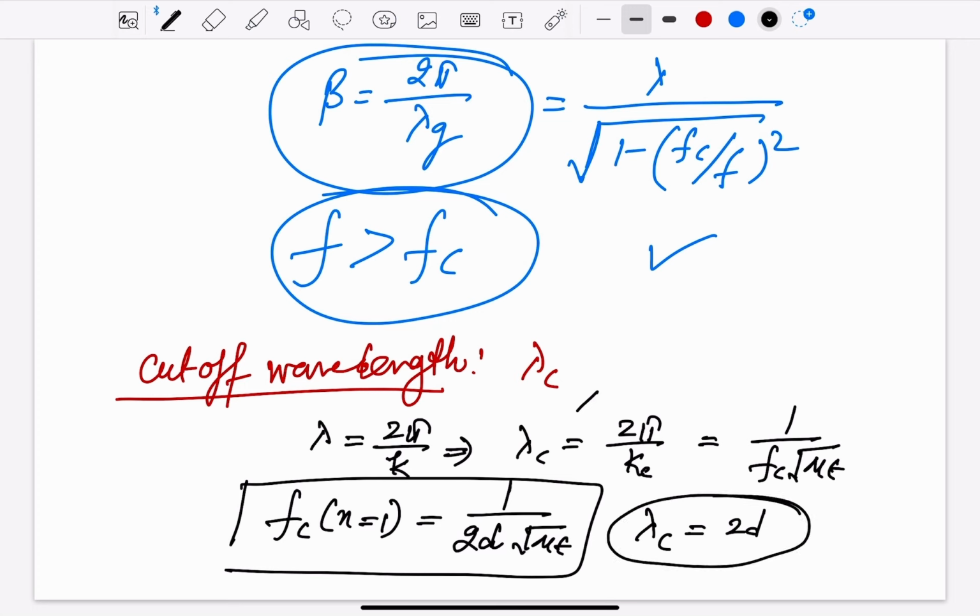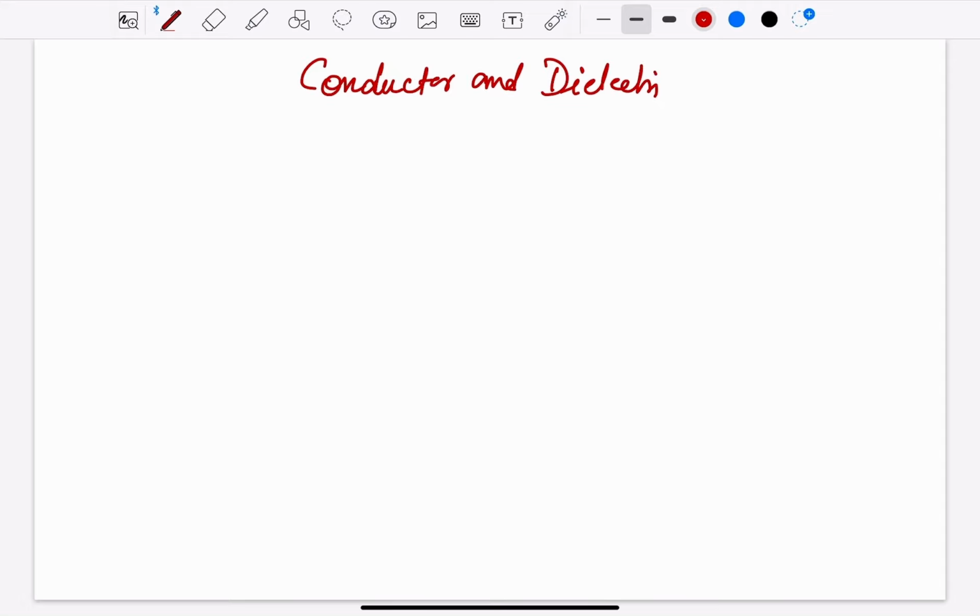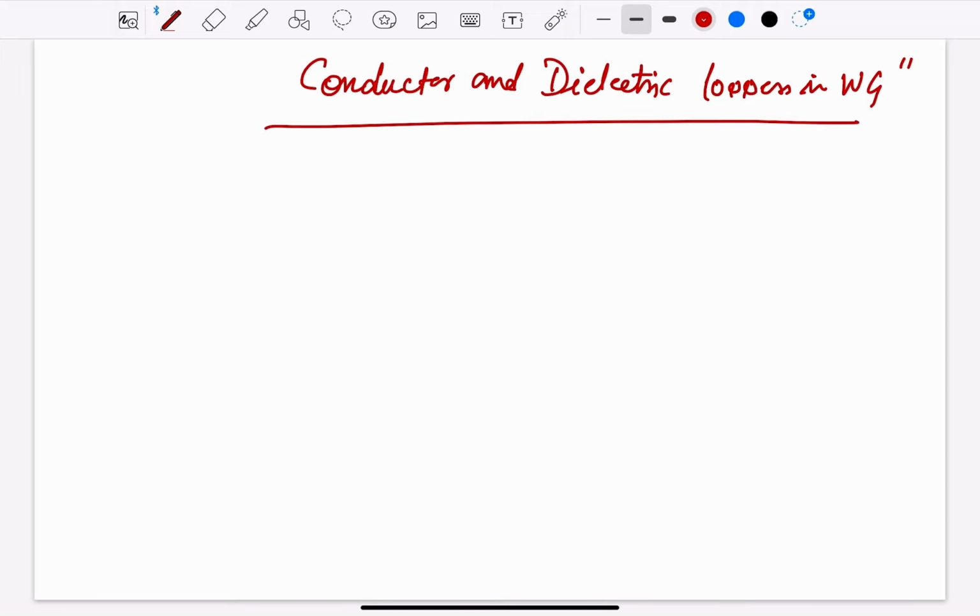So let us focus on the conductor and dielectric losses in a waveguide system. Correct. We have enough data and enough things that we derived in the previous classes, so on that basis one can easily calculate these losses.